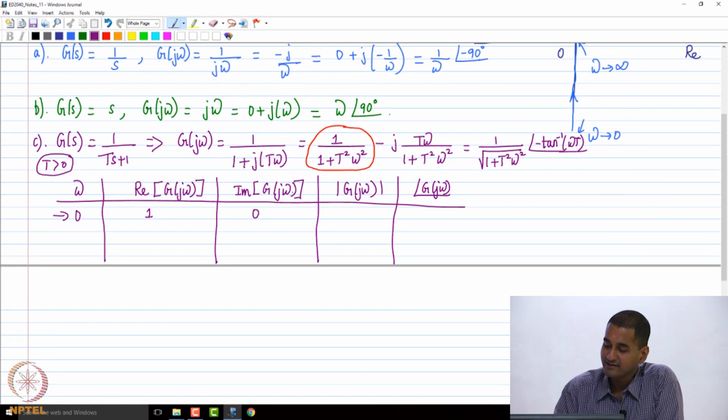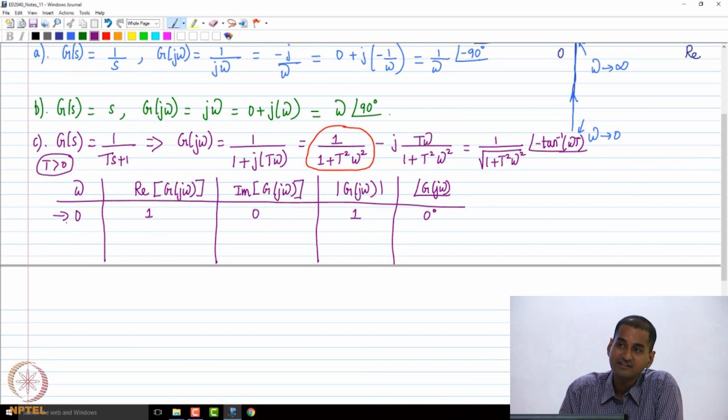Now you tell me, what happens to the magnitude of G(jω) as ω tends to 0? Obviously it's the real part squared plus the imaginary part squared, and then take the square root. So the magnitude is going to be 1. What about the phase? It's going to be 0 degrees as you go to 0.